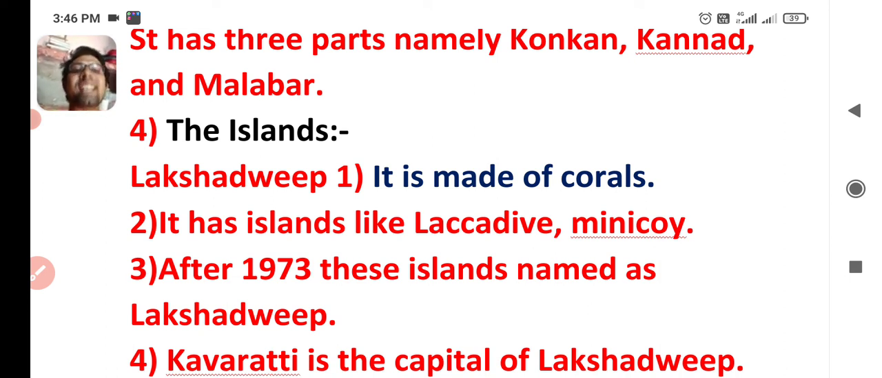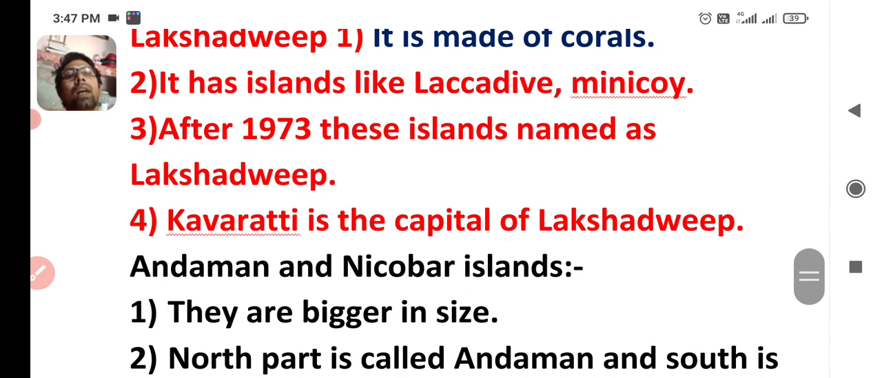Before 1973, these islands were named differently. But after 1973, these islands were named as one main island, Lakshadweep. And the next point, Kavaratti is the capital of Lakshadweep.